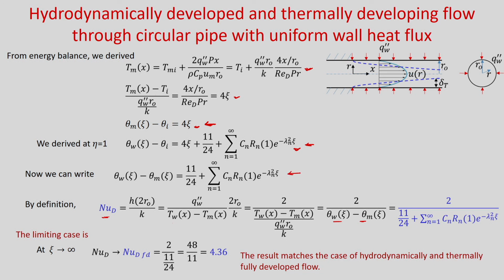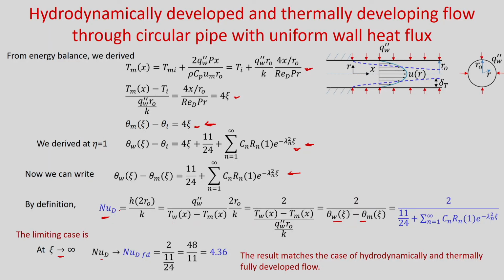So, the Nusselt number for this particular case is 2 divided by 11 by 24 plus the summation of n equal to 1 to infinity C n R n at eta equal to 1 e to the power minus lambda n square zeta. So, this is the Nusselt number in general. This expression is valid for both the thermally developing region and the fully developed region. So, let us check whether it is true for the fully developed region or not.